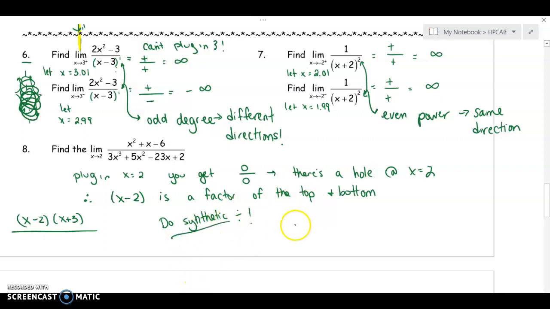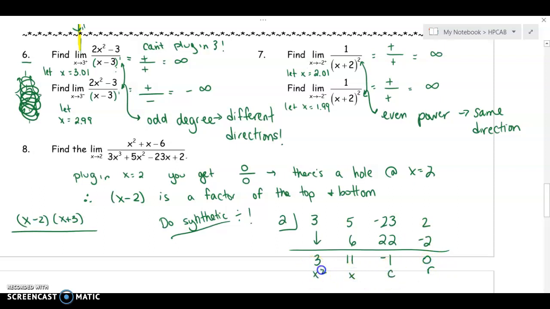All right, so 2 is a factor. And remember, you take the coefficient of each term. All right, make sure each term is represented. X cubed, x squared, x, no x. So we got 3, 5, negative 23, and 2. Remember, you bring down the first term. 2 times 3 is 6. Add those together, you get 11. 2 times 11 is 22. Add those together, you get -1. 2 times -1 is -2. You should get a 0. This is your remainder, this is your constant, this is your x, this is your x squared.